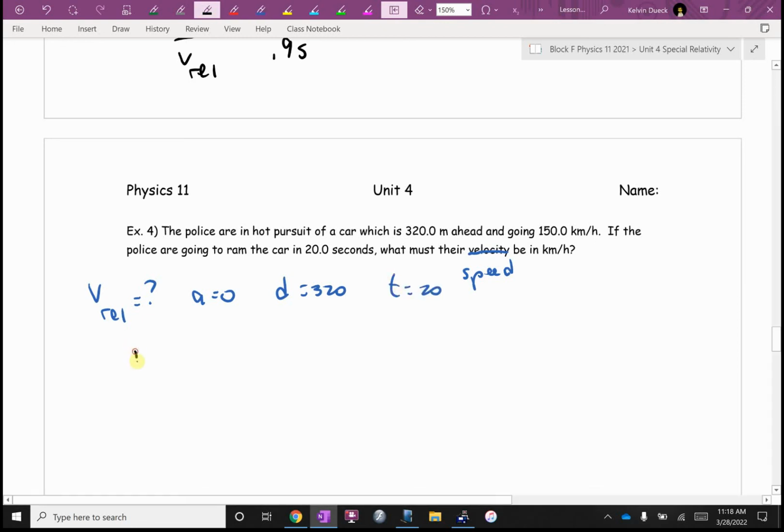You know what, Fahim? I think it's our old friend, D equals VREL times T, which is D equals VIT plus a half AT squared in disguise when A is zero and more than one object is moving. What do they want us to find? How would I get that by itself? So it's going to be 320 divided by 20. 16, I think.